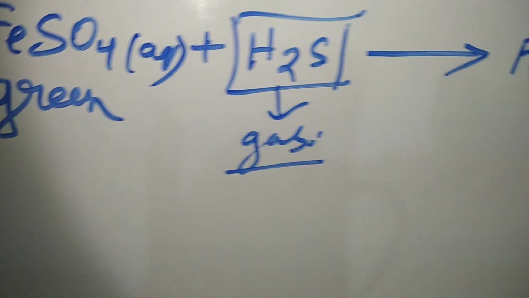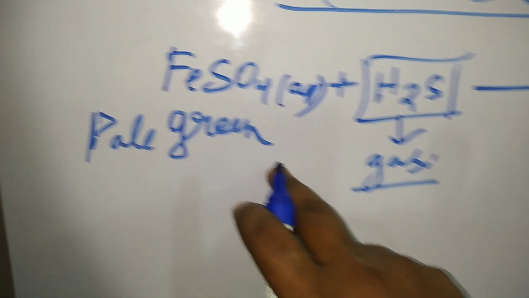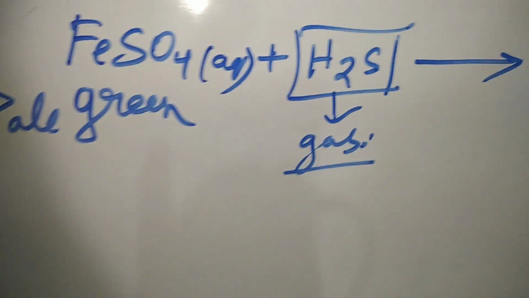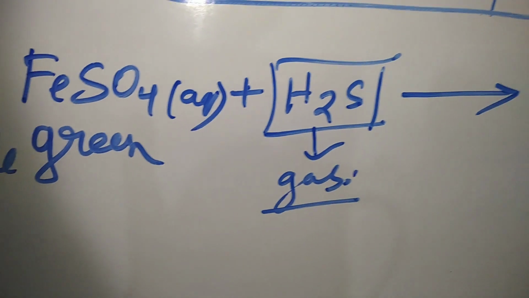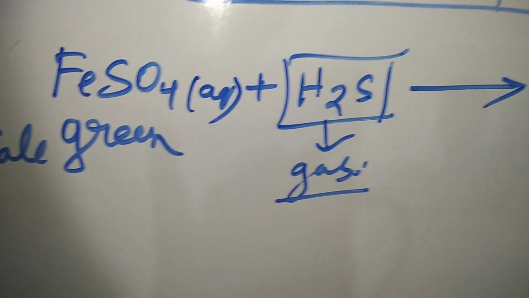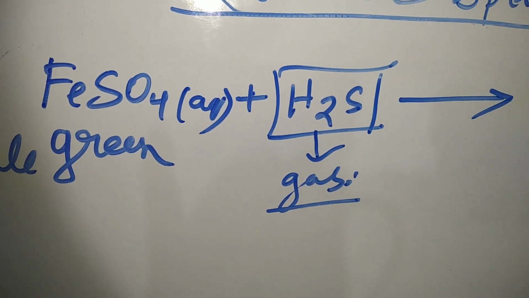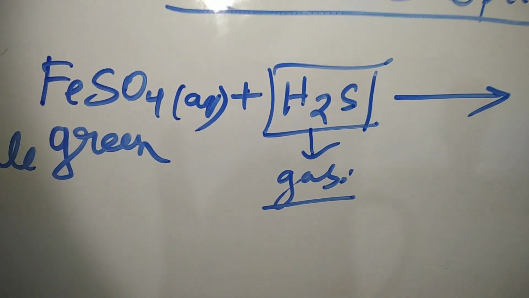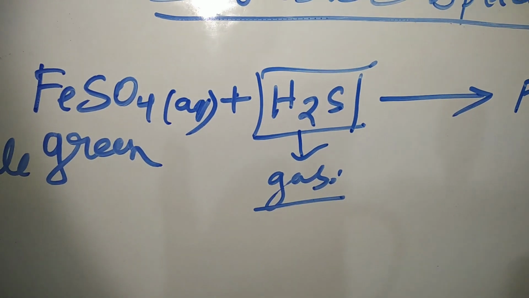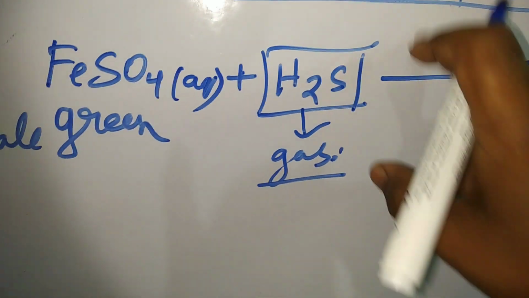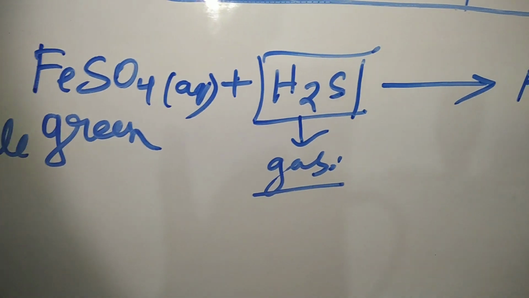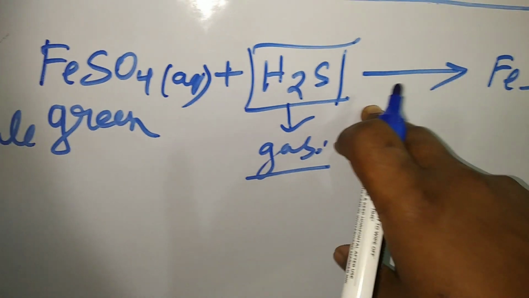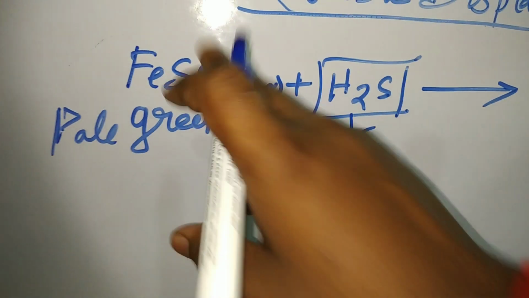Okay students, we will take FeSO4 in a test tube and we will inject H2S gas with the help of Kipp's apparatus. What is Kipp's apparatus? You will learn about Kipp's apparatus, meaning the apparatus for reactions that need H2S gas. With the help of Kipp's apparatus, you will give H2S gas in FeSO4.